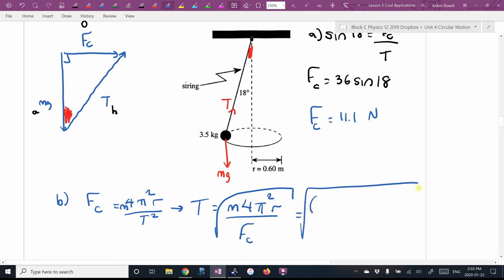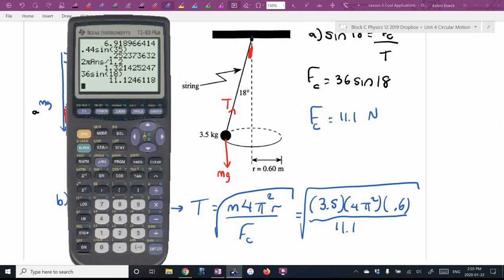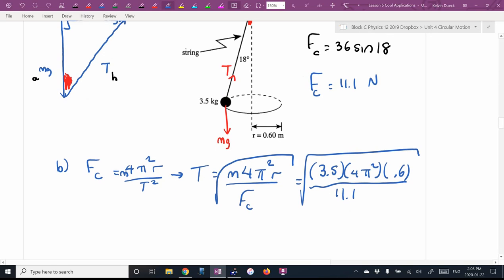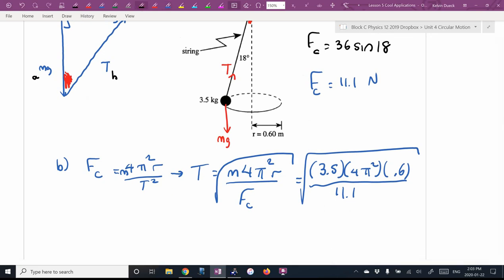Looks like M is 3.5, 4 pi squared. The picture gave me the radius, yay, 0.6, all over 11.1, but you all know I'm going to be using my answer button there, yes? 3.5 times 4 pi squared times 0.6 divided by answer button. Oh, square root. That seems way too big. You get 2.73? Yeah. Could I have also asked you to find the speed instead of the period? Yeah.